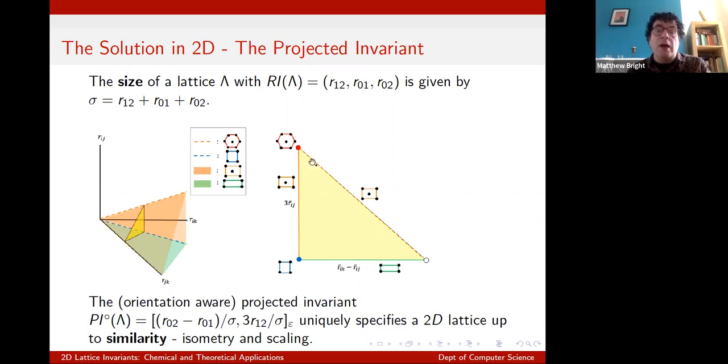Where that maps out to is the intersection, so these hyperplane boundaries are now just line boundaries of the triangle. You can see these orange boundaries are where the centered rectangular lattices live. This green boundary is where the rectangular lattice lives, and the hexagon and the square are now a single point rather than a line. So this is just a projection, and this uniquely specifies a 2D lattice up to what we call similarity, which is a combination of isometry and scaling. So now your equivalence class of lattices is any lattices that are the same under reflection, rotation, translation, and any scaling.